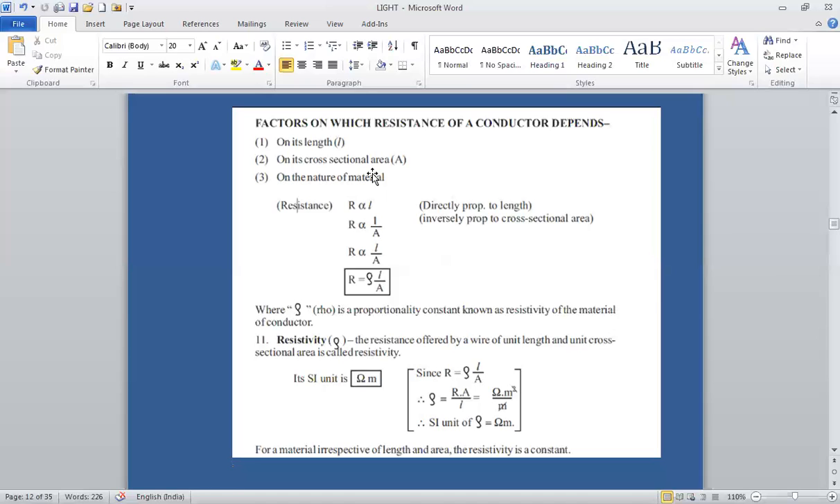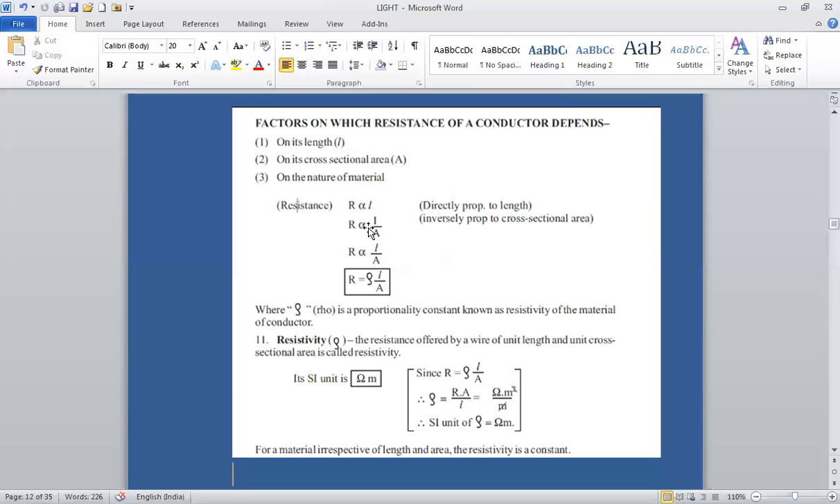Current flowing in the circuit is given by I is equal to V by R. Then the current becomes double only when the resistance is half. That is, if the area of cross section of the wire increases, the resistance it offers to the flow of current decreases. Suppose if area of cross section increases, then resistance will decrease.